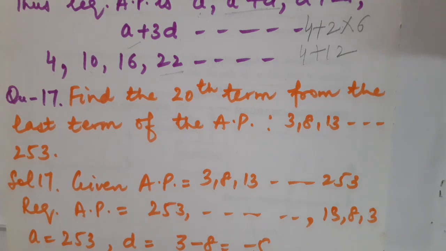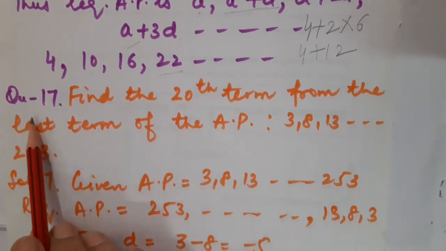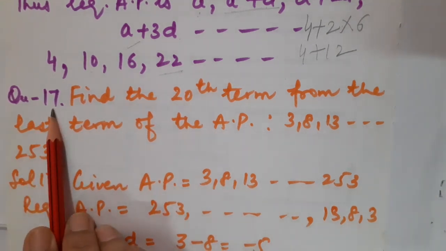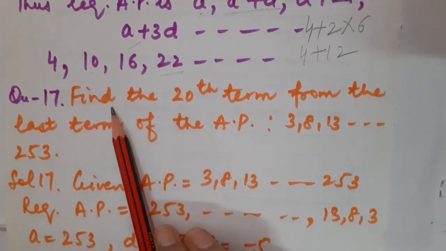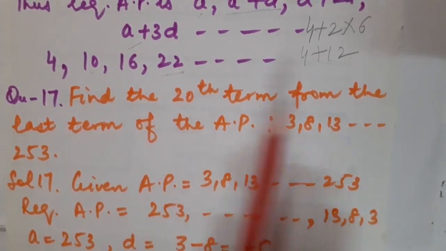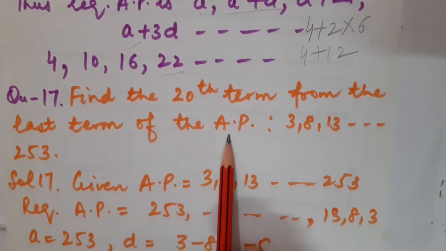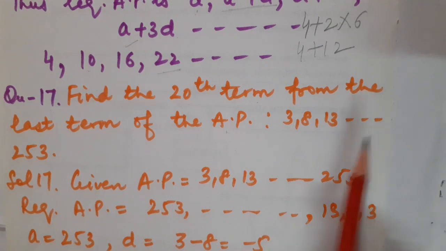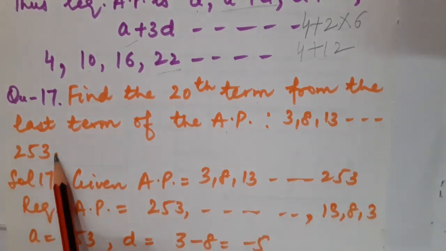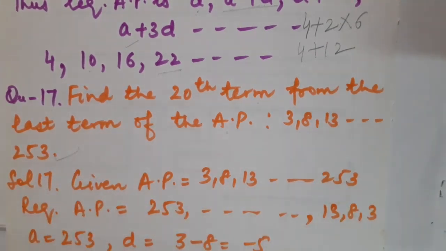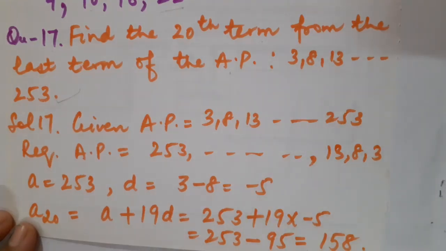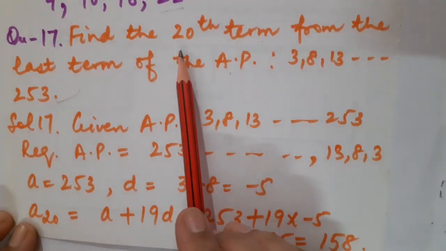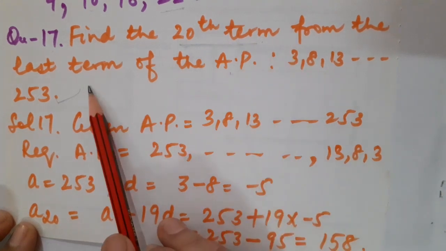The concept of finding the nth term from the last, or from the end, of an AP. Fine. So for that I am going to take question number 17 so that the concept will be better clear in your mind. Find the 20th term from the last term of the AP 3, 8, 13 and so on up to 253. Correct, students? So children, in this question we will have to find the 20th term from the last.